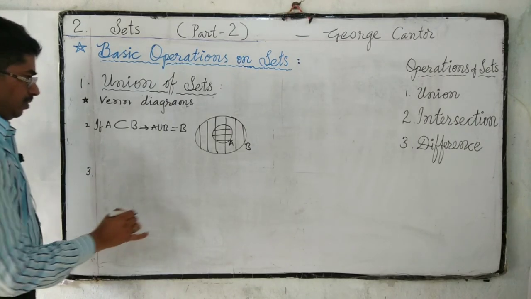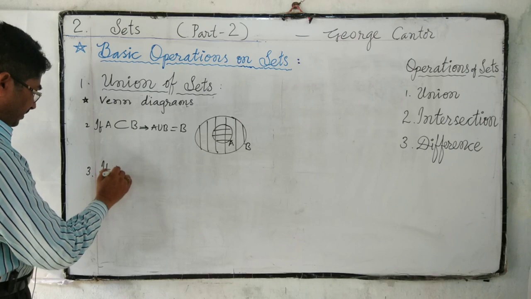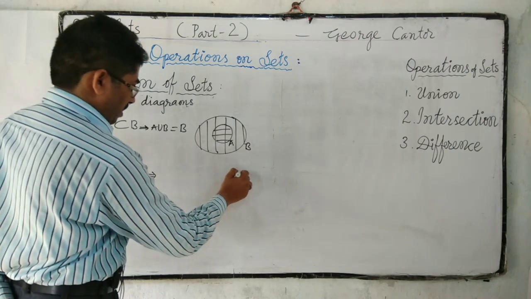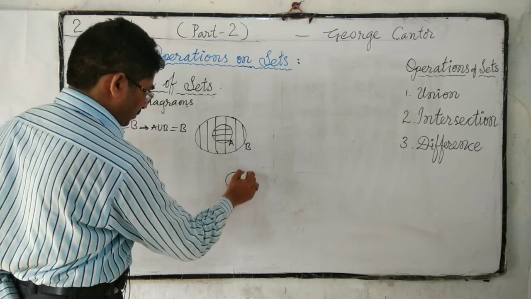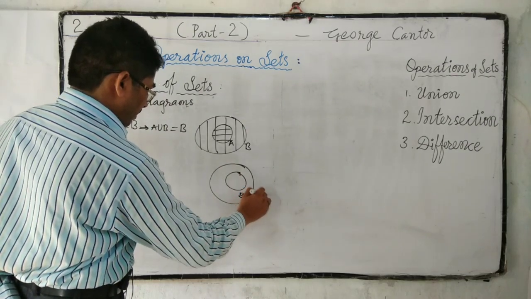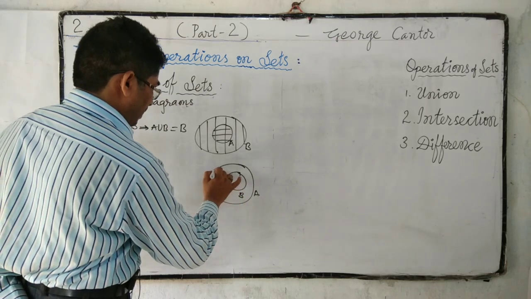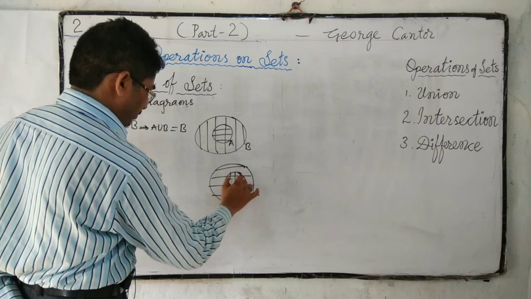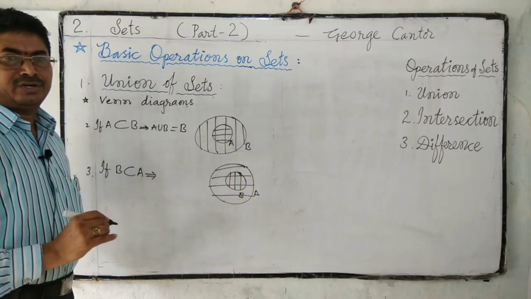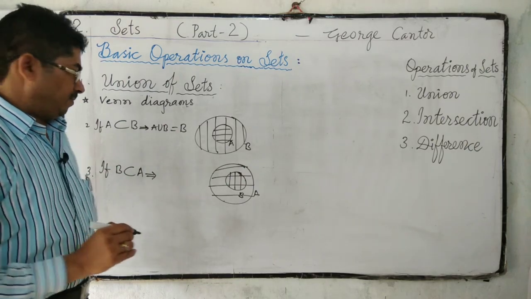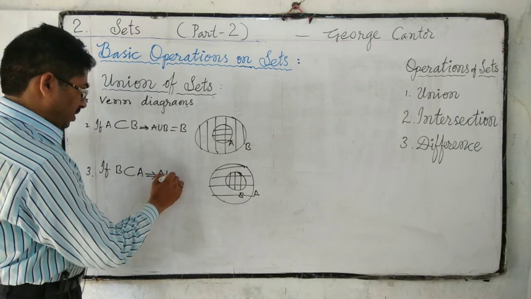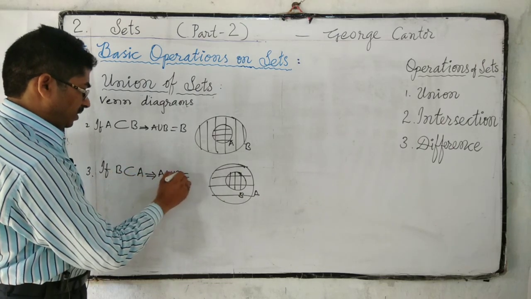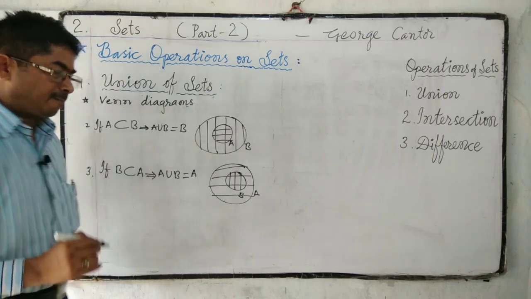Next, if B subset A means B is in A, this is B, this is in A. A is horizontally shaded, B is vertically shaded. This total shaded region is the A union B. So A union B is equal to, in this case, if B subset A, then we can get A only.